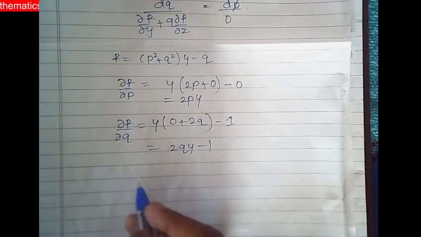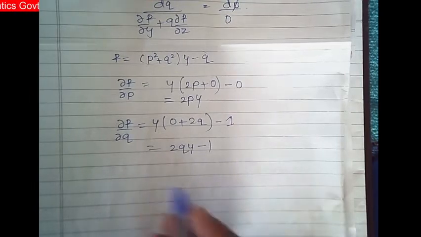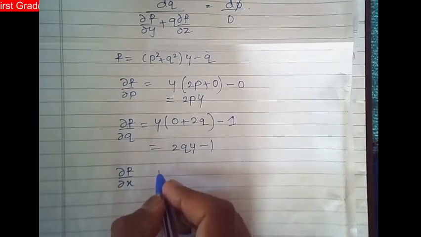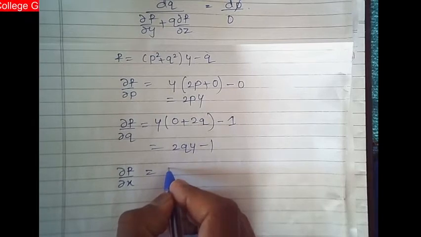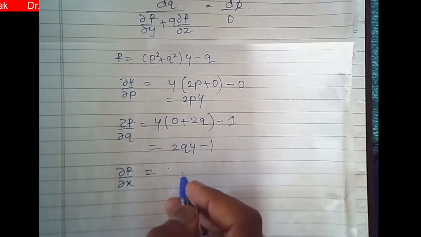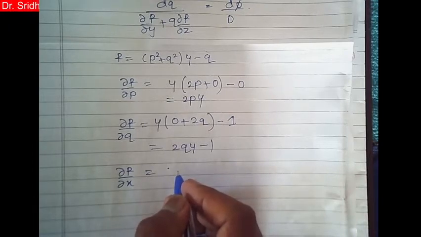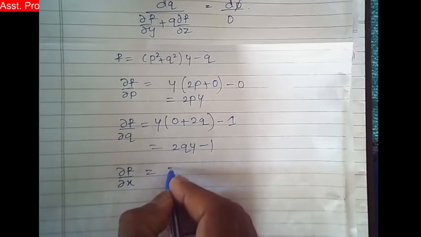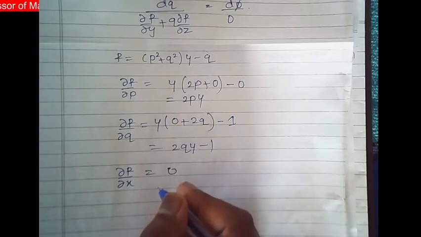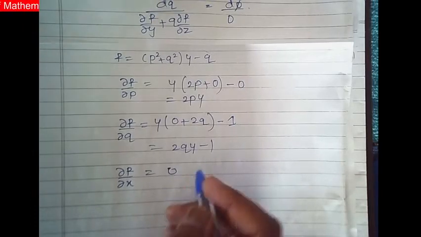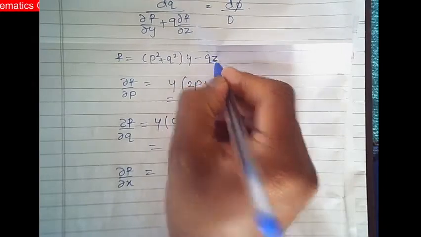Next comes dou f by dou x. Differentiating f with respect to x, there is no x term. So we have dou f by dou x is equal to 0. Dou f by dou x is equal to 0.